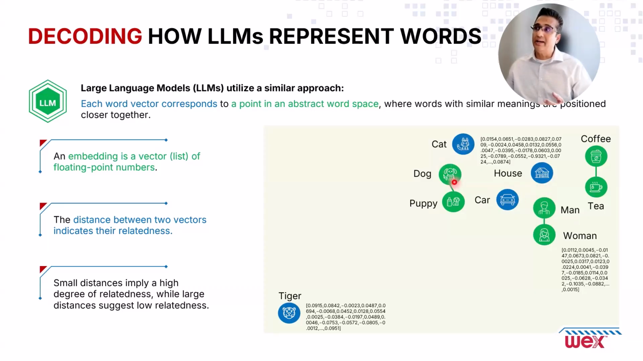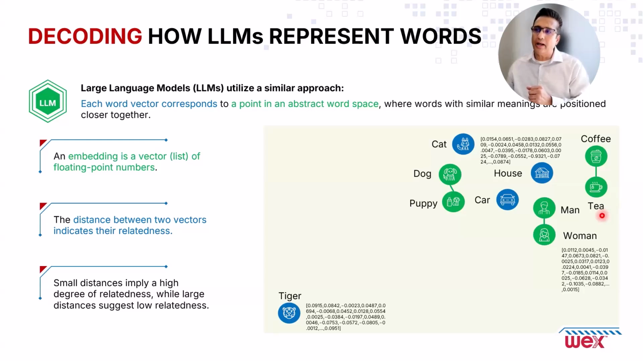Generally, in a house, you'll find coffee or tea. So those are also placed closer to house. And generally, people drink coffee and tea, so man and woman are also placed closer to coffee and tea. That's how the words are placed closer to each other.